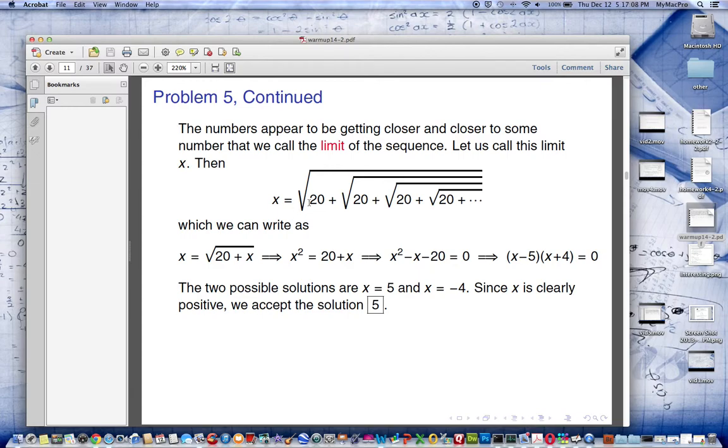If you let x equal this, you see the inside expression is exactly the same. So you can write x equals square root of 20 plus x. If you square both sides, you get x squared equals 20 plus x. So this becomes a quadratic in x, and the value of x that solves this is x equals 5 or negative 4. It cannot be negative 4, so we are looking for the number 5 as the solution. So that's what we expected.